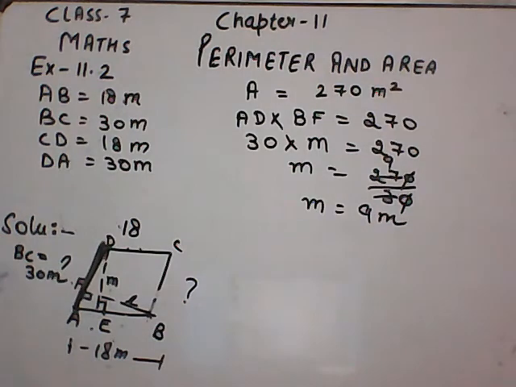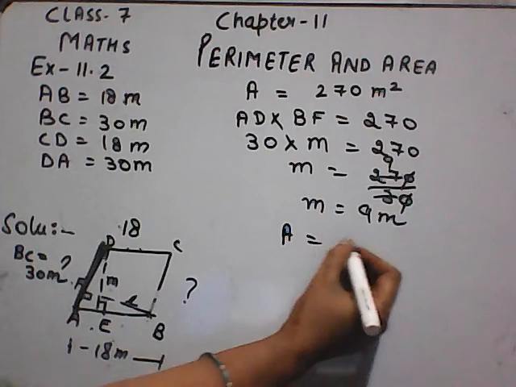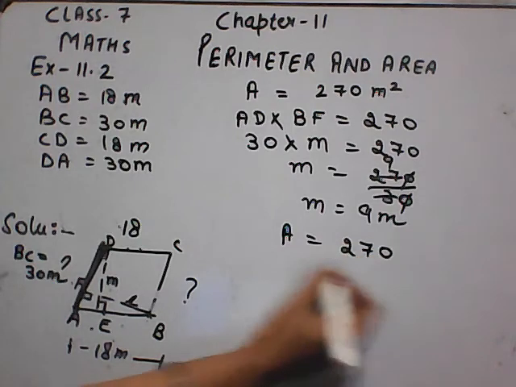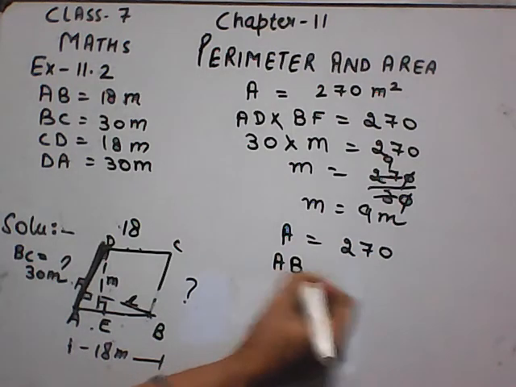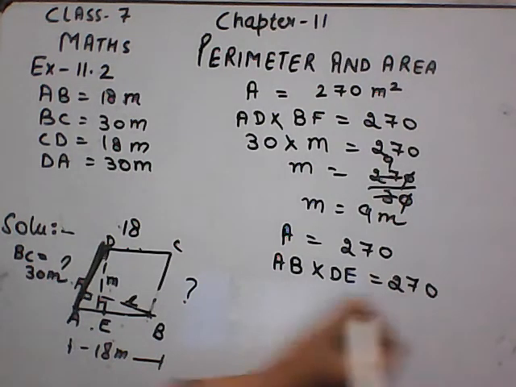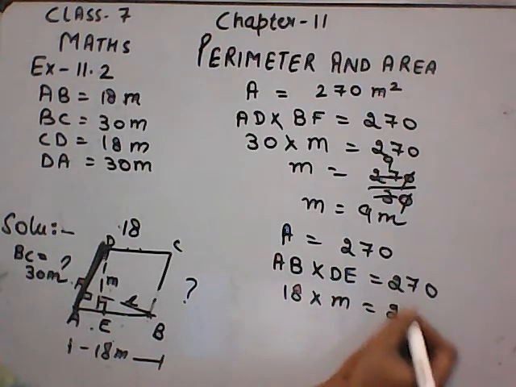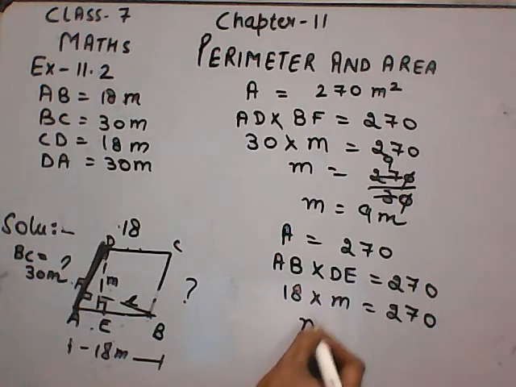In a similar way, we can find out the length of another altitude, that is M. Here DE is the altitude on side AB. So we can again take area as 270 meter square. If we take AB as the base of the parallelogram, then DE is the altitude of this parallelogram. AB is given to you as 18 meter. DE is M, that is equal to 270.